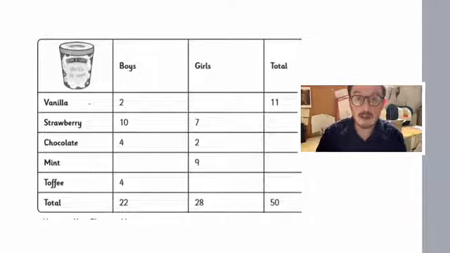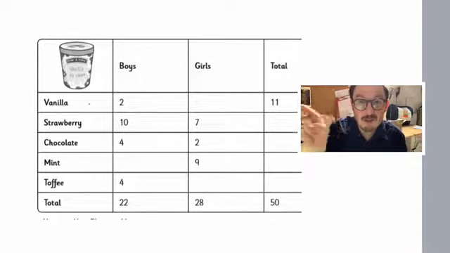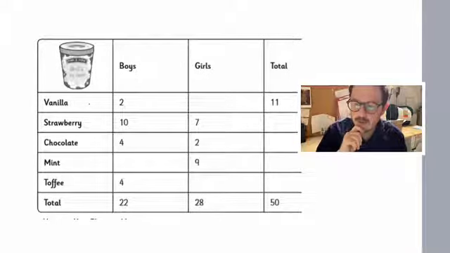So for example, to help get you started, if you look in the first row, you can see that vanilla, 2 boys like vanilla.